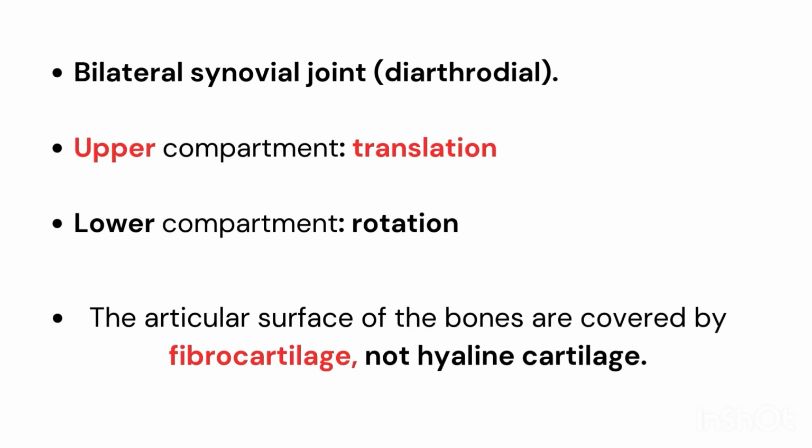Now, the articular surfaces of the bone are covered by fibrocartilage. Most important line, because in our body most of the joints which are synovial are covered by hyaline cartilage, but TMJ is the one which is covered by fibrocartilage.